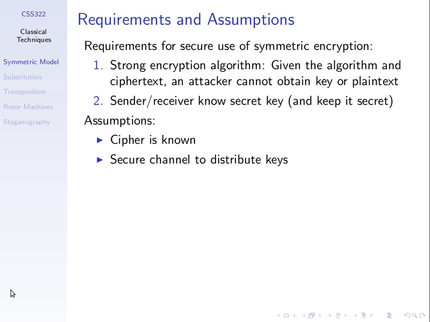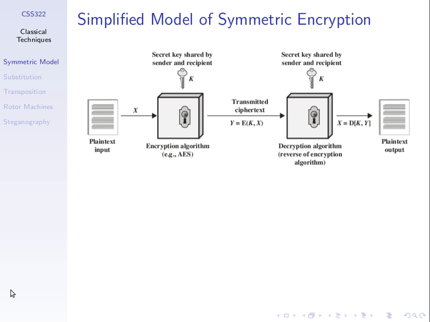Some assumptions about what happens, or this model. First, for this to be secure, such that the attacker cannot get the original plaintext, we need what's called a strong encryption algorithm. This encryption algorithm must be such that if the attacker can find the ciphertext, they cannot go backwards and get the plaintext unless they have the key.